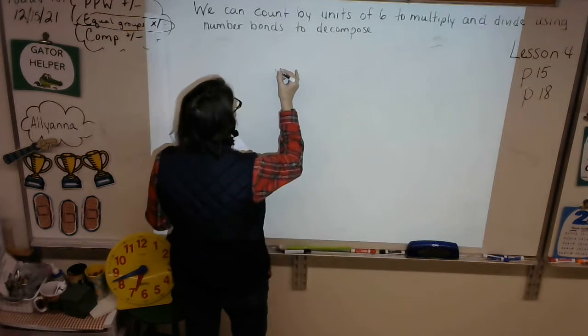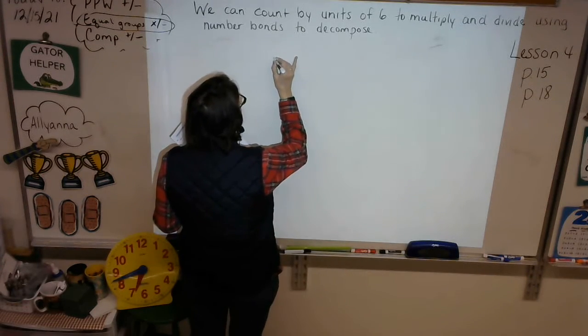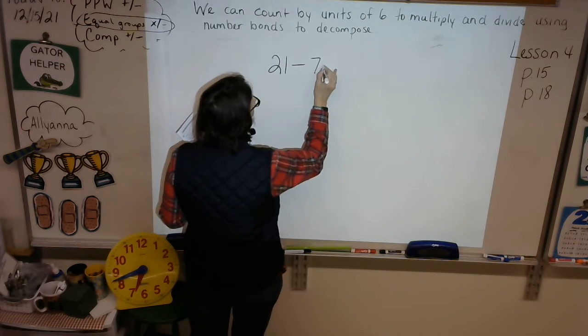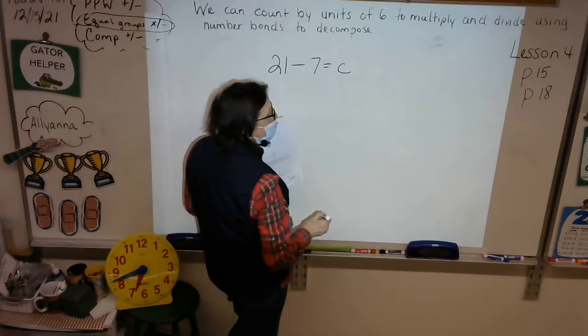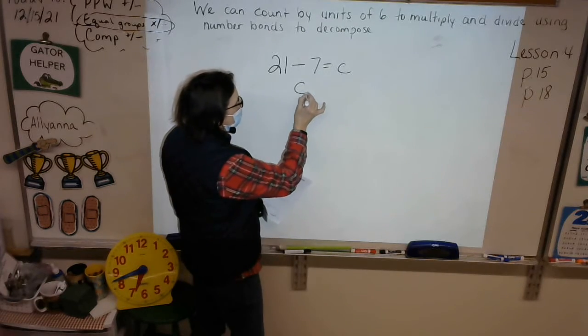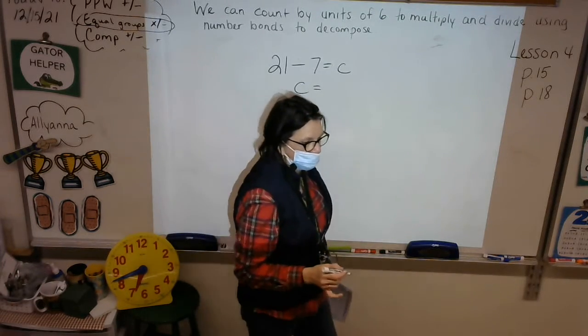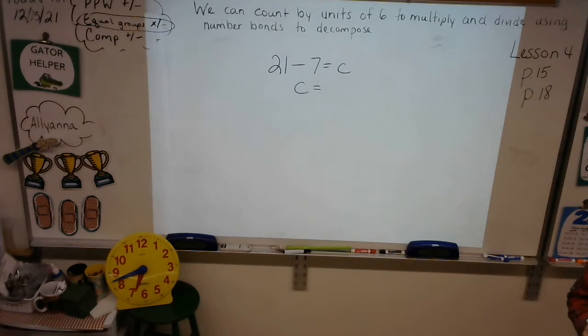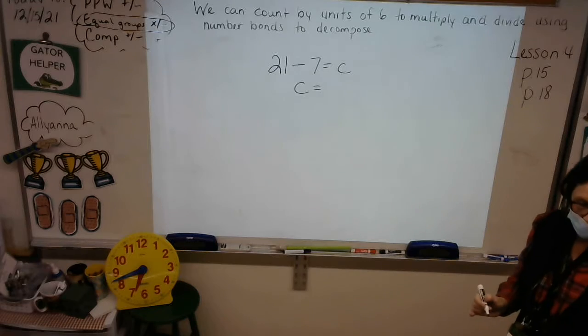All right, so here's your first one. It's going to be pretty simple. 21 divided by 7 equals C. Go ahead and write that, and then underneath I want you to write what C equals. Write it on your personal whiteboard. We're not going to have any special word today.